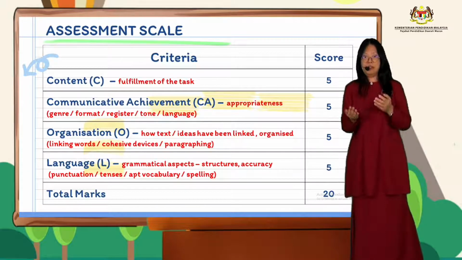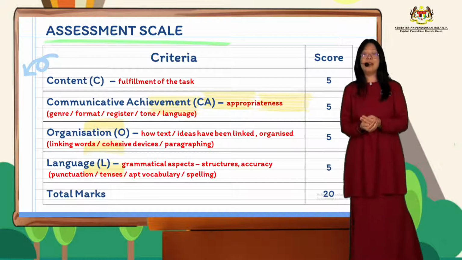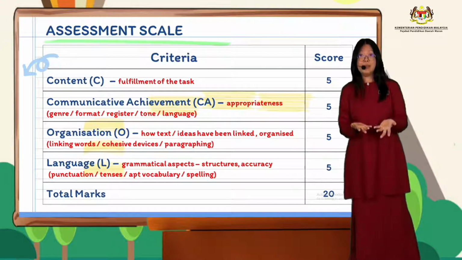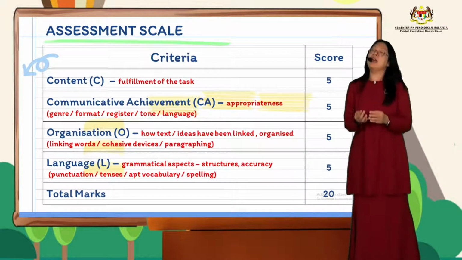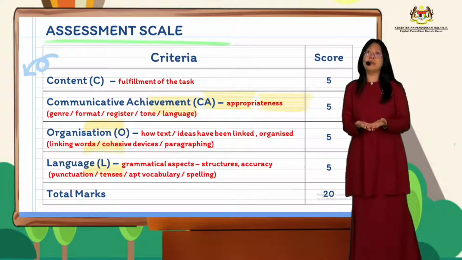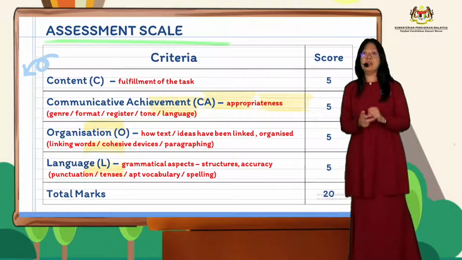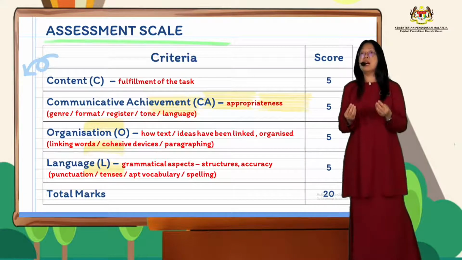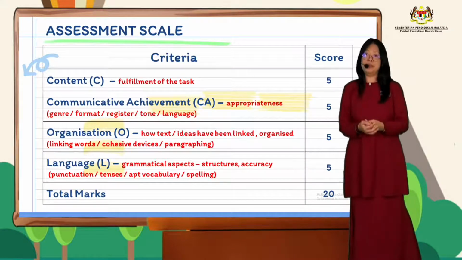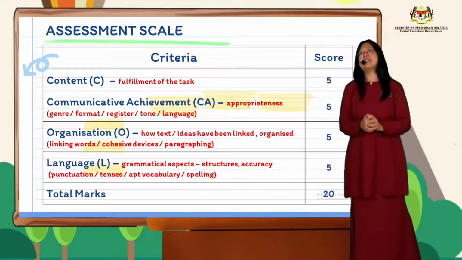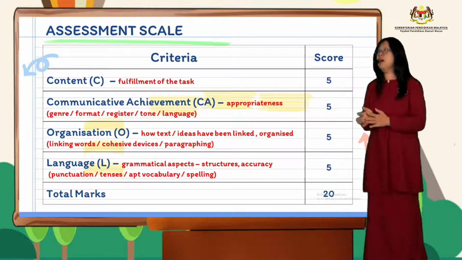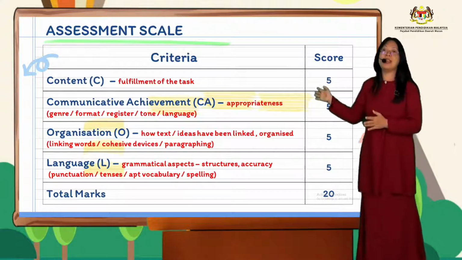If this is an email, you are going to write an email. If they are asking for advice, you need to give advice. The most important thing is that what you write is according to the question. You must answer the question. That's for content. How about communicative achievement, CA?